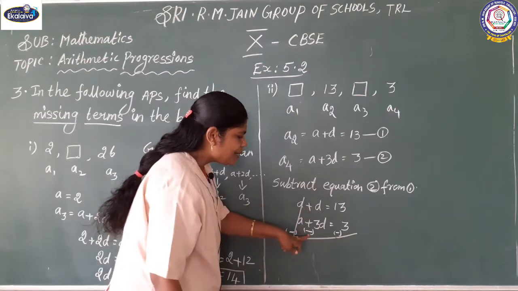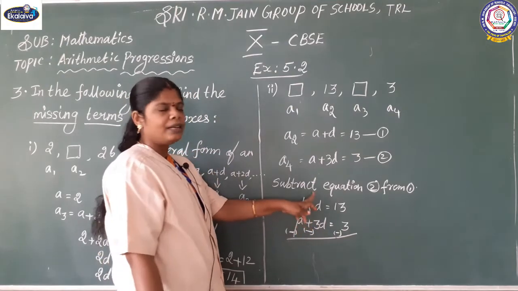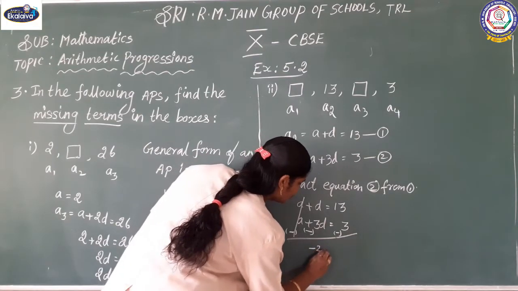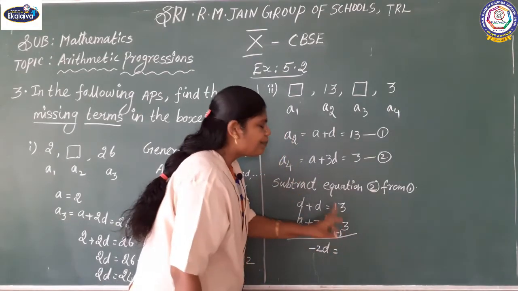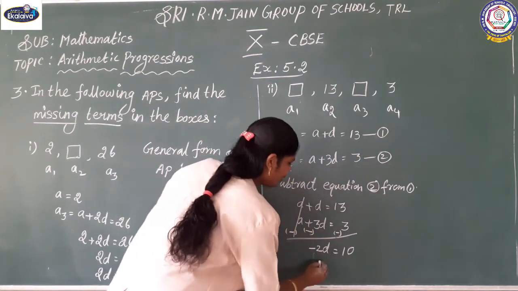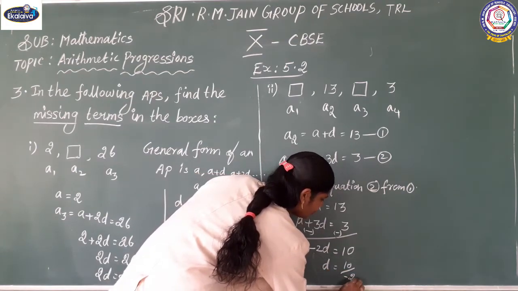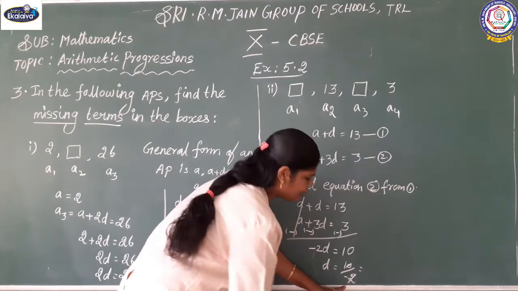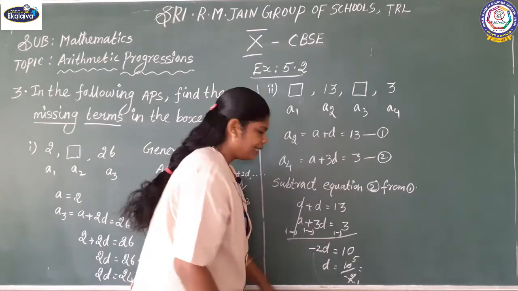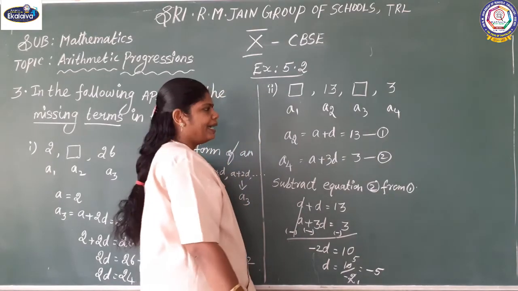Okay, plus D minus 3D. Okay, so for D, here the coefficient is 1. So plus 1 minus 3, what will you get? Minus 2. So minus 2D equal to 13 minus 3. 13 minus 3, 10. Okay, so D equal to 10 by minus 2. While dividing this, what will you get? 2 ones are 2, 2 5s are 10. So plus divided by minus, you get minus. So D equal to minus 5. What is the D value? Minus 5.